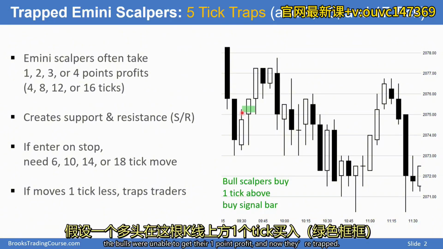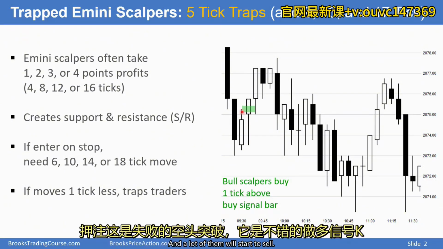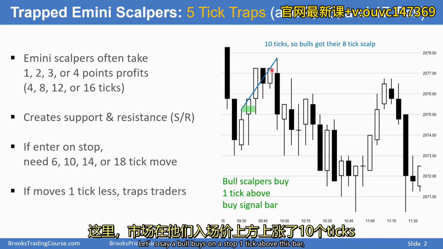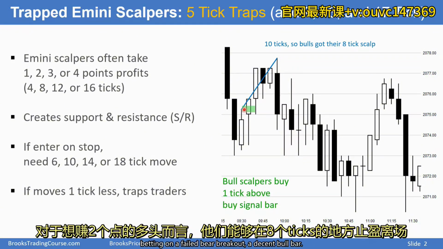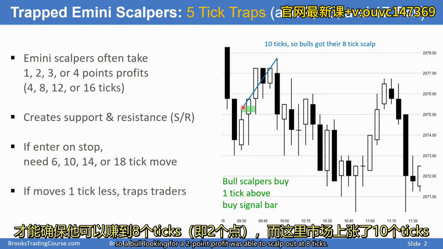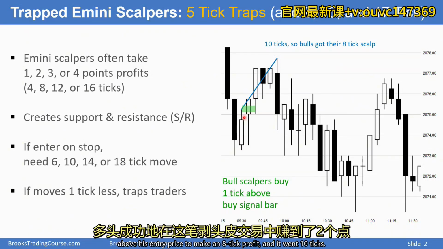Let's say a bull buys on a stop 1 tick above this bar, betting on a failed bear breakout and decent bull bar. Here, the market rallied 10 ticks above that entry price. So a bull looking for a 2-point profit was able to scalp out at 8 ticks. He buys 1 tick above the bar. It has to go 9 ticks above his entry price to make an 8-tick profit and went 10 ticks. This is not a trap. The bulls successfully made 2 points on their scalp.